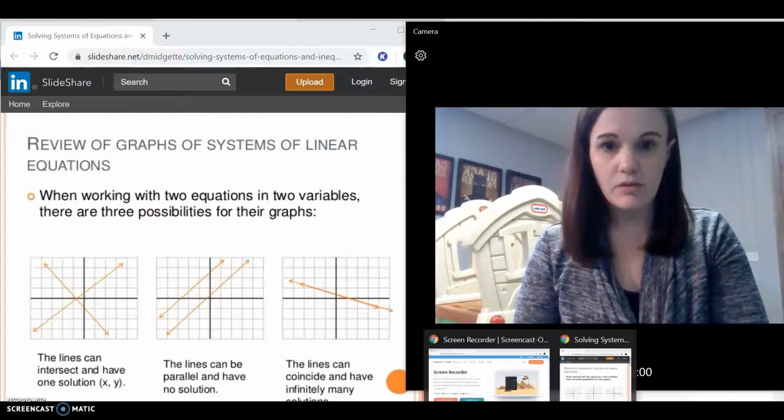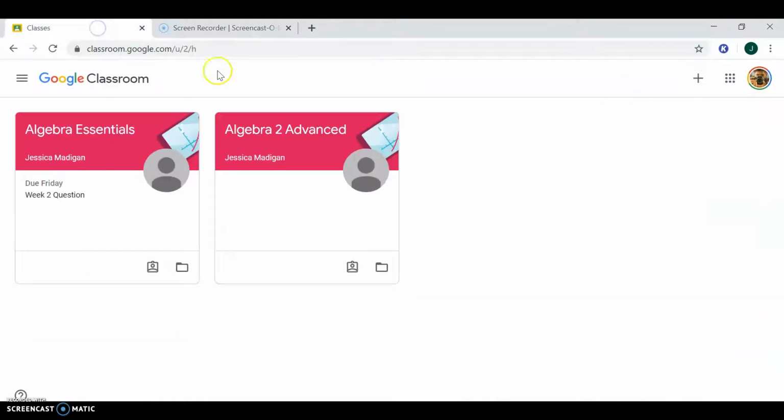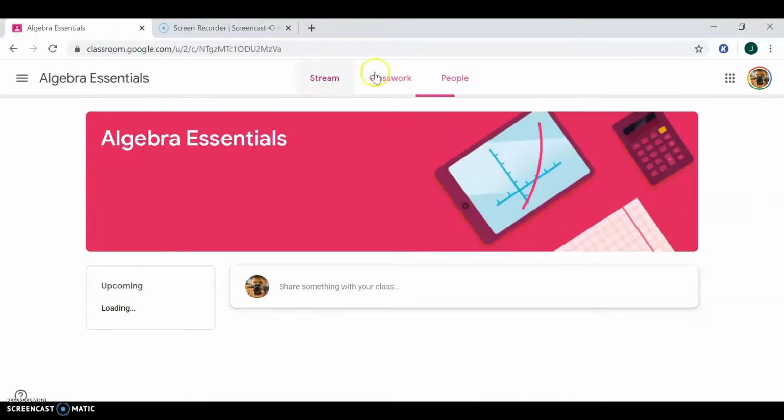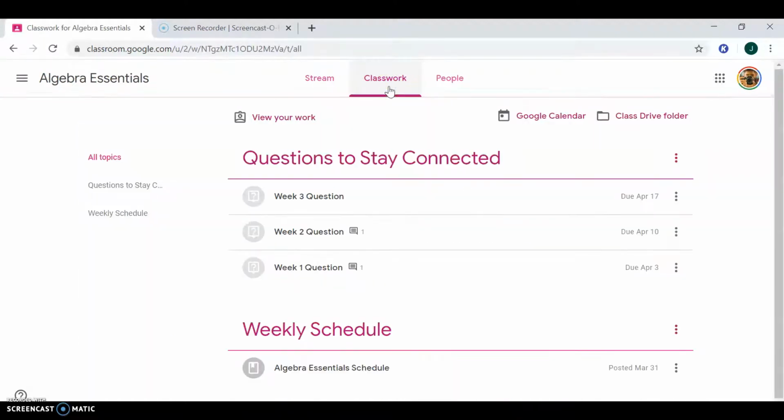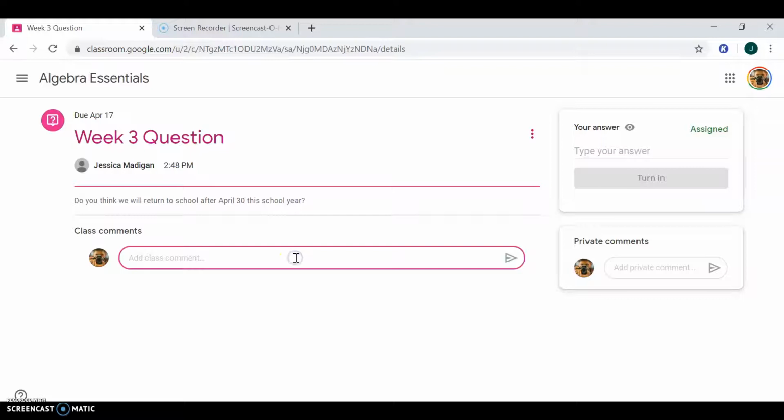So let me walk you through this week's Google Classroom. Click on our class, Algebra Essentials, go to classwork. First and foremost, answer the question to stay connected. The question this week is, do you think we will return to school after April 30th this school year? My guess is no. I think we're going to be remote learning for the rest of the school year.